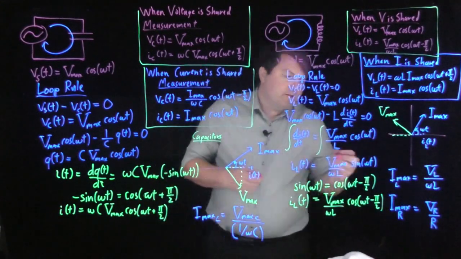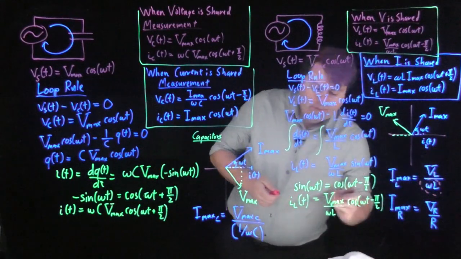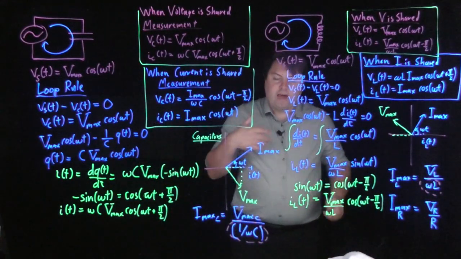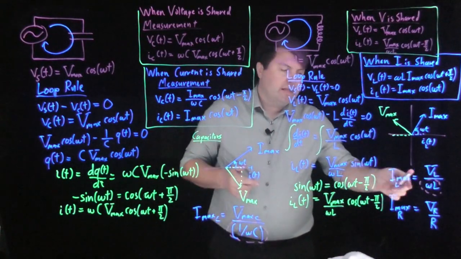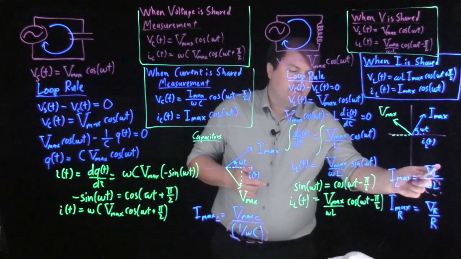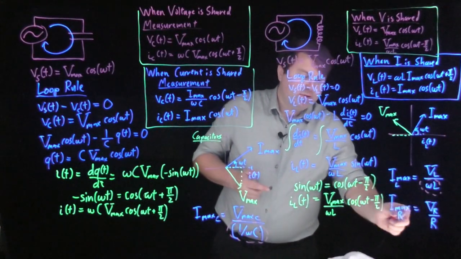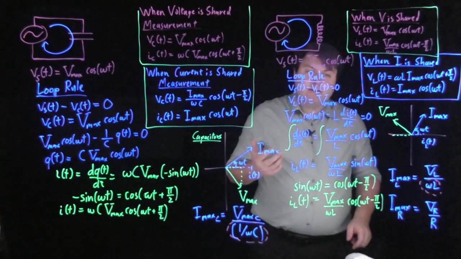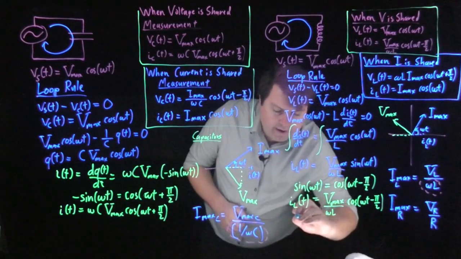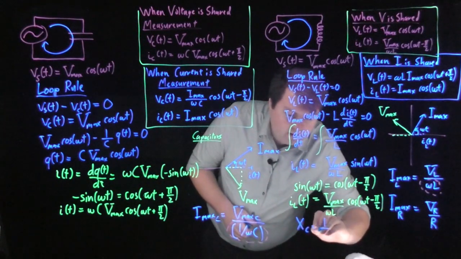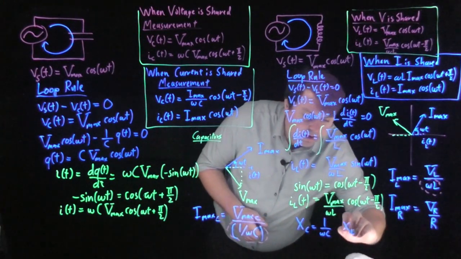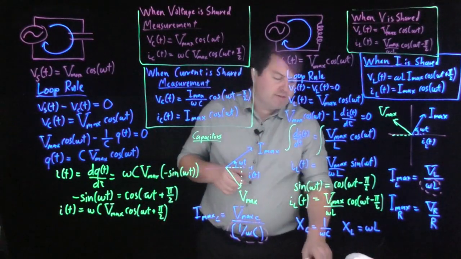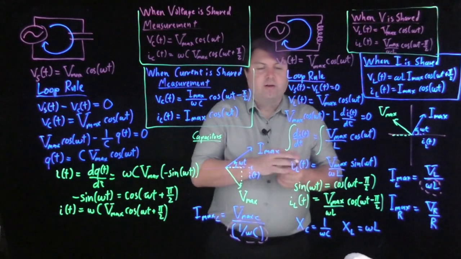So these terms, omega L and 1 over omega C, act like a resistance for each of these in that they provide us a relationship between the maximum voltage and the maximum current. So we can call these the reactances of them. And so we have that X sub C is 1 over omega C, and X sub L is omega L. We'll play around with these a little bit further as we look into more AC circuits.